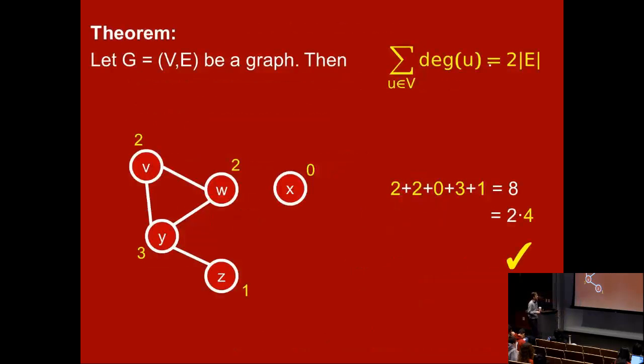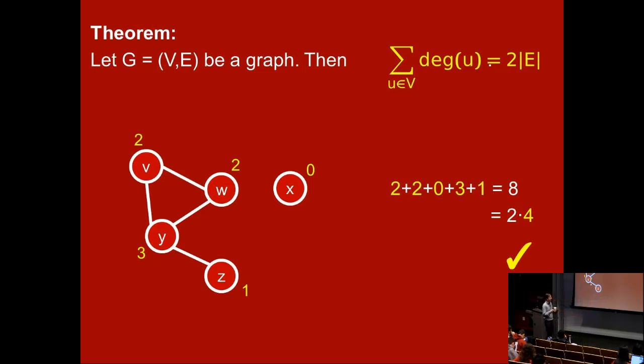Okay, so this theorem has a nice proof. And here's how you could imagine this proof. Instead of writing in yellow the actual number for the degree, let's just put a little dot or a token just to count the number of degrees. So this one has degree 2, this one has degree 3, this one has degree 0. Just put some tokens there.